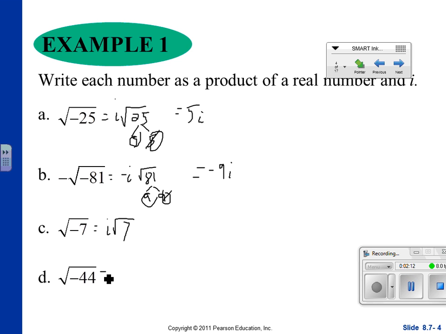Same thing for D. We're going to pull an i out since there's a negative. We have square root of 44. Do your factor tree. 4 and 11. 4 breaks up into 2 and 2. Circle, circle, kill. 2 goes outside with the i, and you put it like you would an x. You put 2x, we're going to put 2i. Then square root of 11 is left over, so we put it under the root. So anytime you have a negative in the square root, we just pull out the i. If you have a negative outside, it just makes your answer negative.